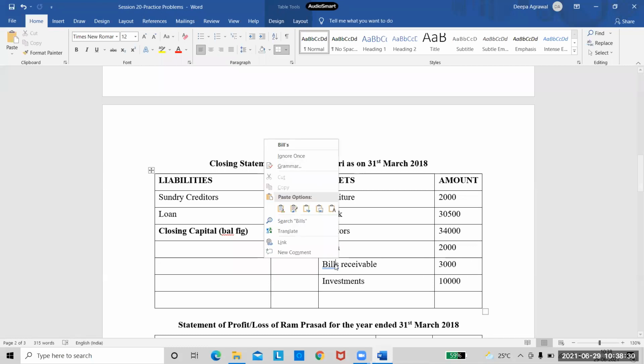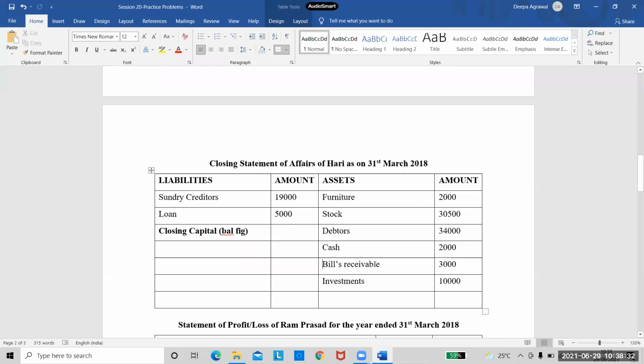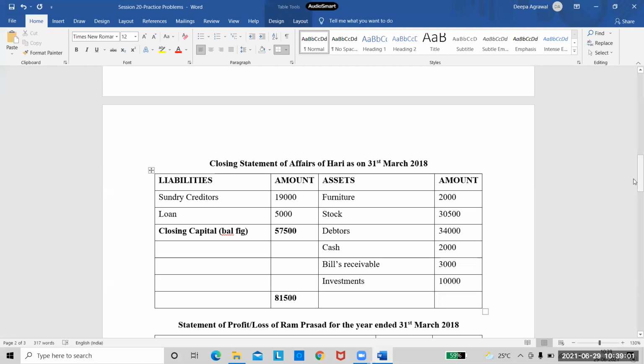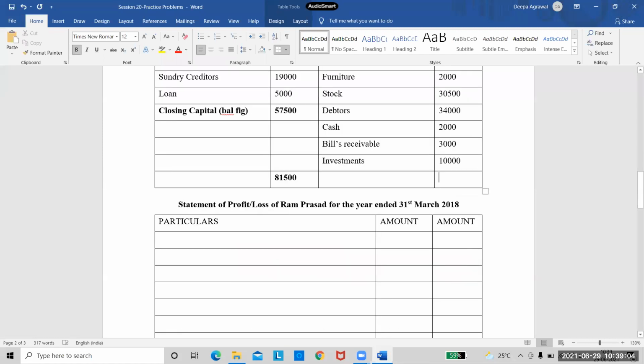Anyone? Ma'am, 57,500. And what is the total? 81,500. Is it correct? Both the total and the closing capital is correct? Yes. 81,500. So my opening and closing capitals are done.